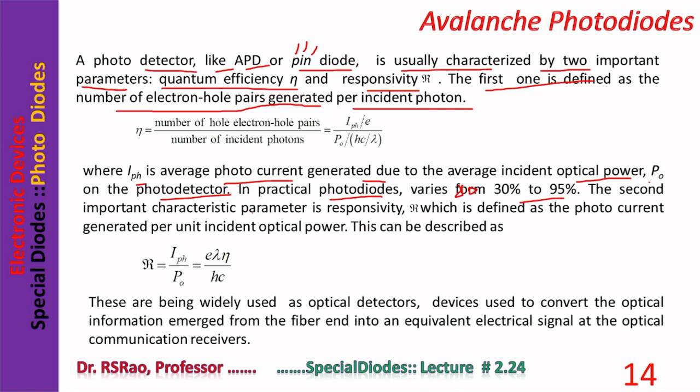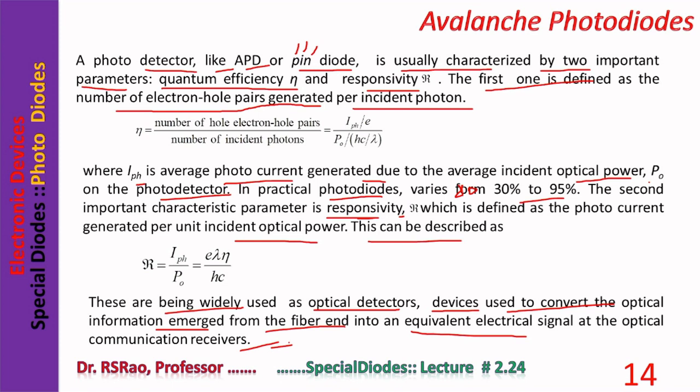The second important characteristic parameter is responsivity, which is defined as photocurrent generated per unit incident optical power. This can be described as I_PH to P naught ratio, which is equal to e lambda eta by hc. These are being widely used as optical detectors, devices used to convert the optical information emerged from the fiber into equivalent electrical signal at the optical communication receiver.